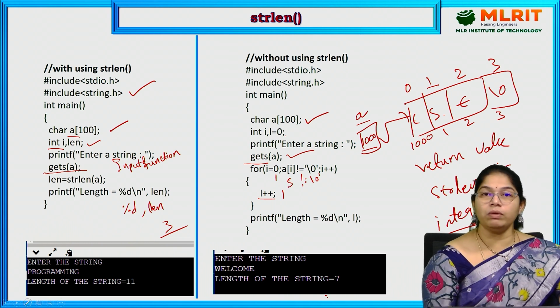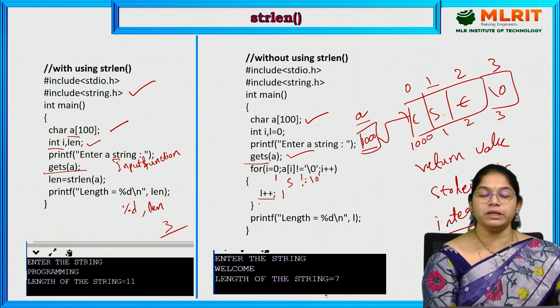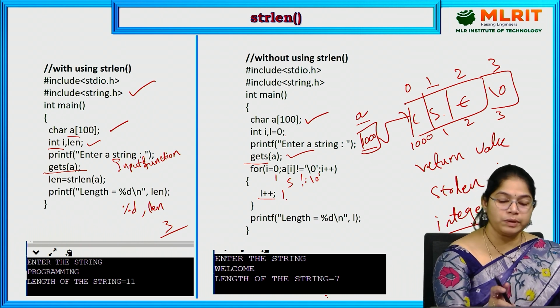S not equal to null. Yes, condition is true. If that condition is true, L has to be incremented by 1. Already in L we have 1. So 1 plus plus, now L becomes 2.